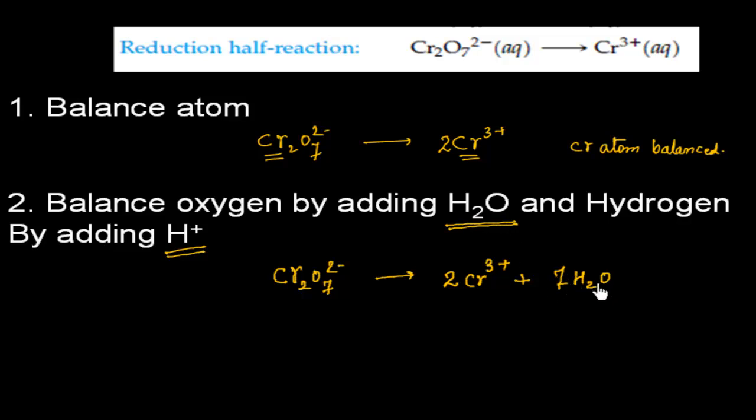To balance oxygen we have to add H2O. So we have added 7 H2O. Now oxygen is balanced. This side we have 7 oxygen, this side we have also 7 oxygen. But now see hydrogen. This side we have 14 hydrogen, this side we have no hydrogen. So we have to balance hydrogen. So to balance hydrogen, we have to add 14H plus this side.